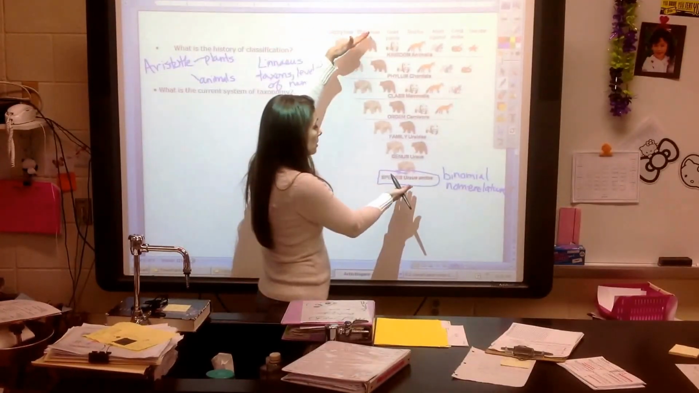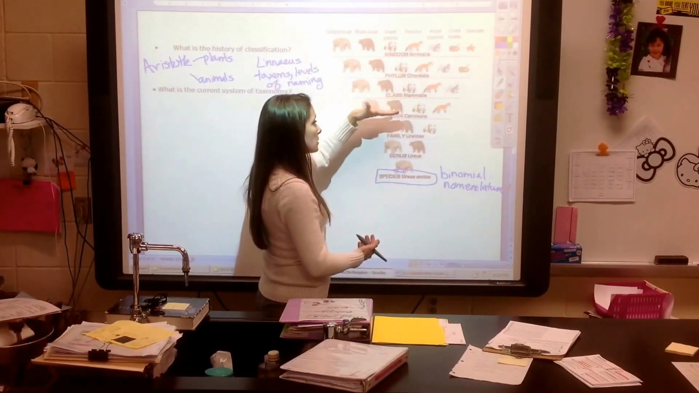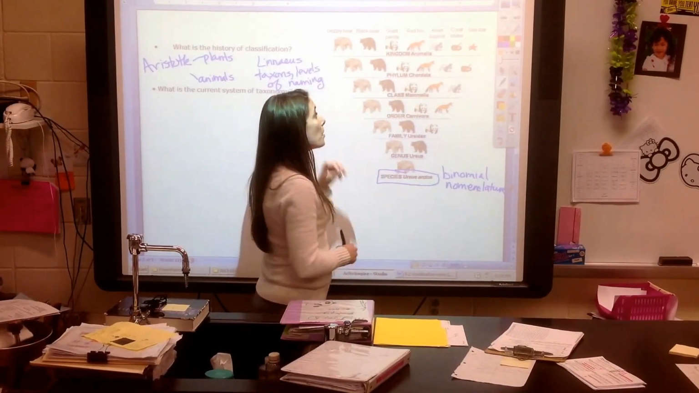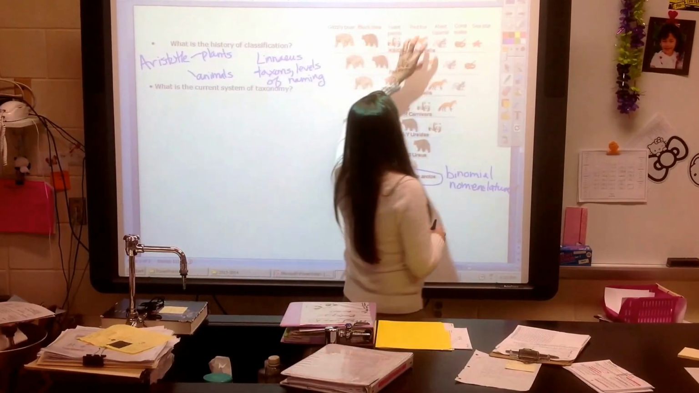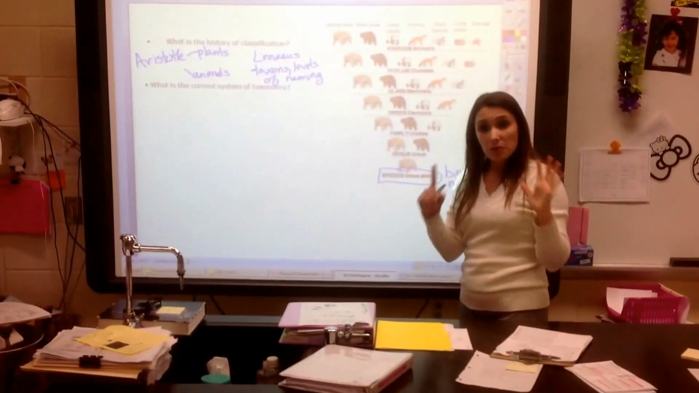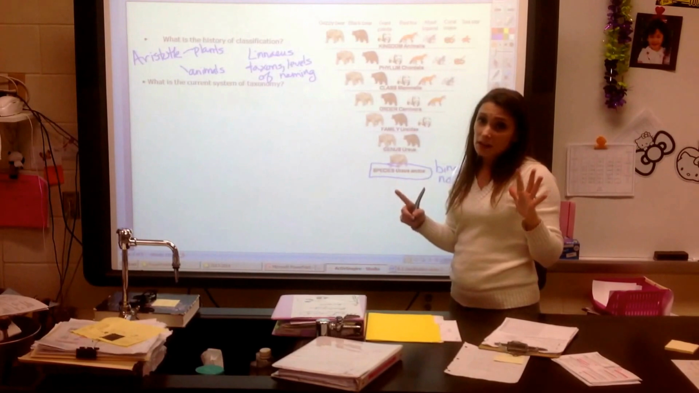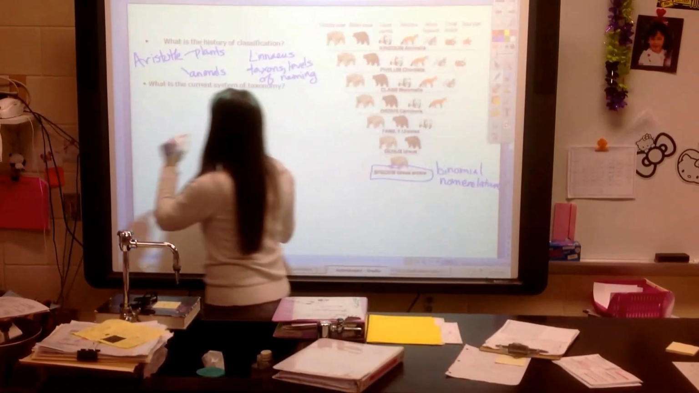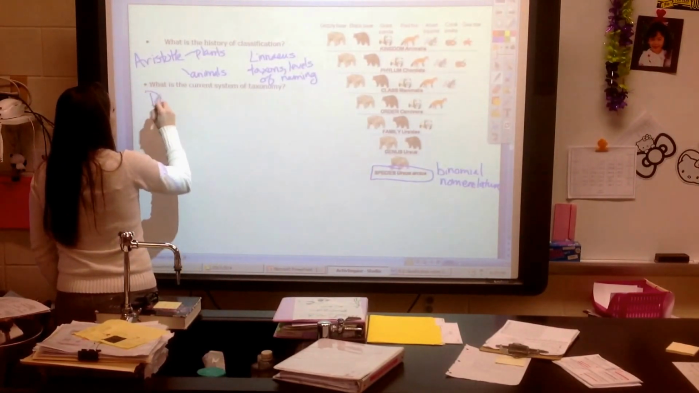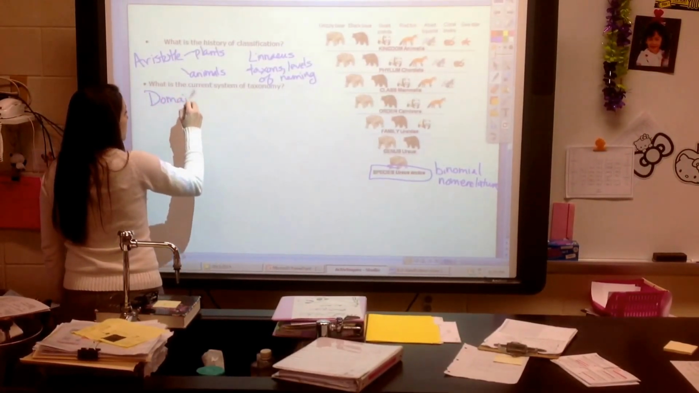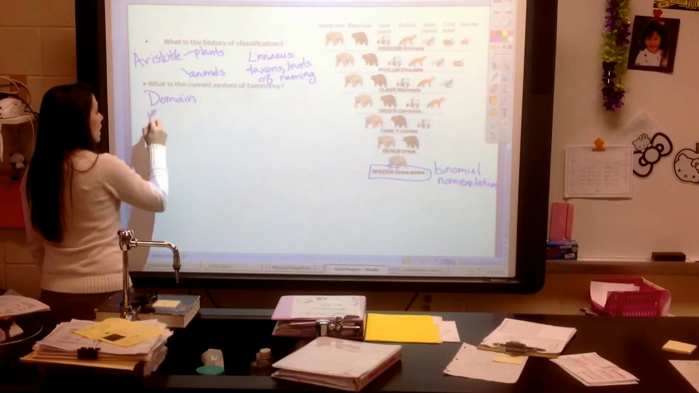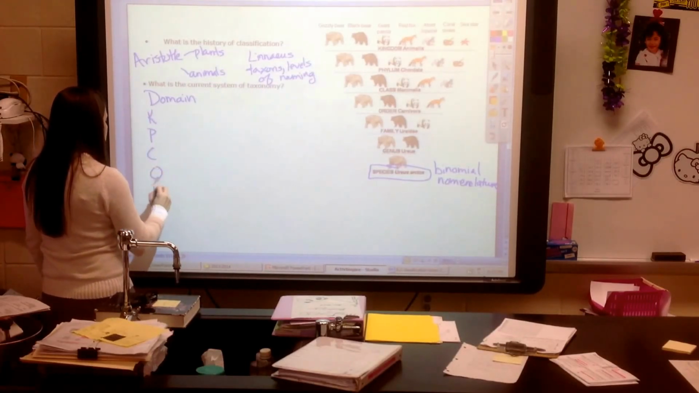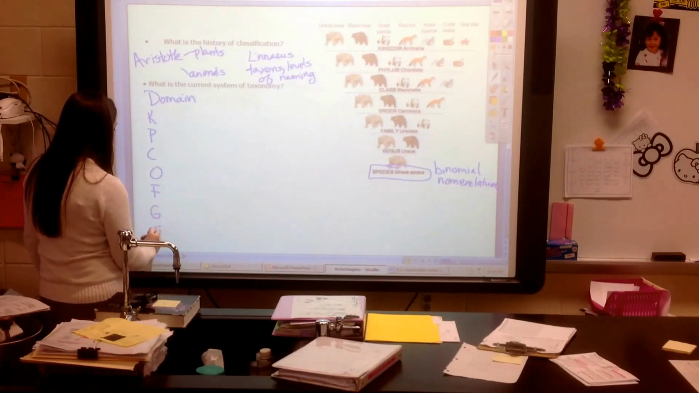So for a very long time, there was kingdom, phylum, class, order, family, genus, species, these levels of names. But what we recognize is that some of the kingdoms, remember there are 6, have more in common with each other. And so the current system of taxonomy actually starts with something called a domain. And then we have kingdom, phylum, class, order, family, genus, species.